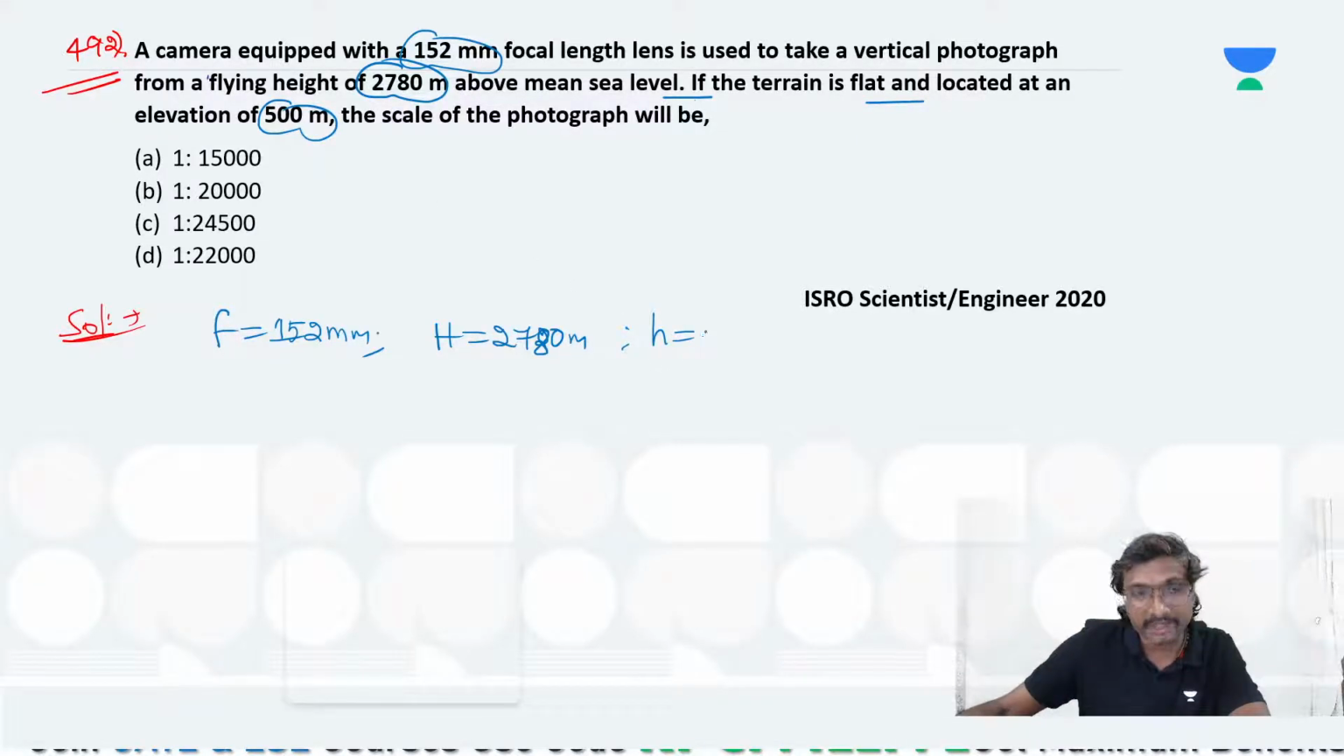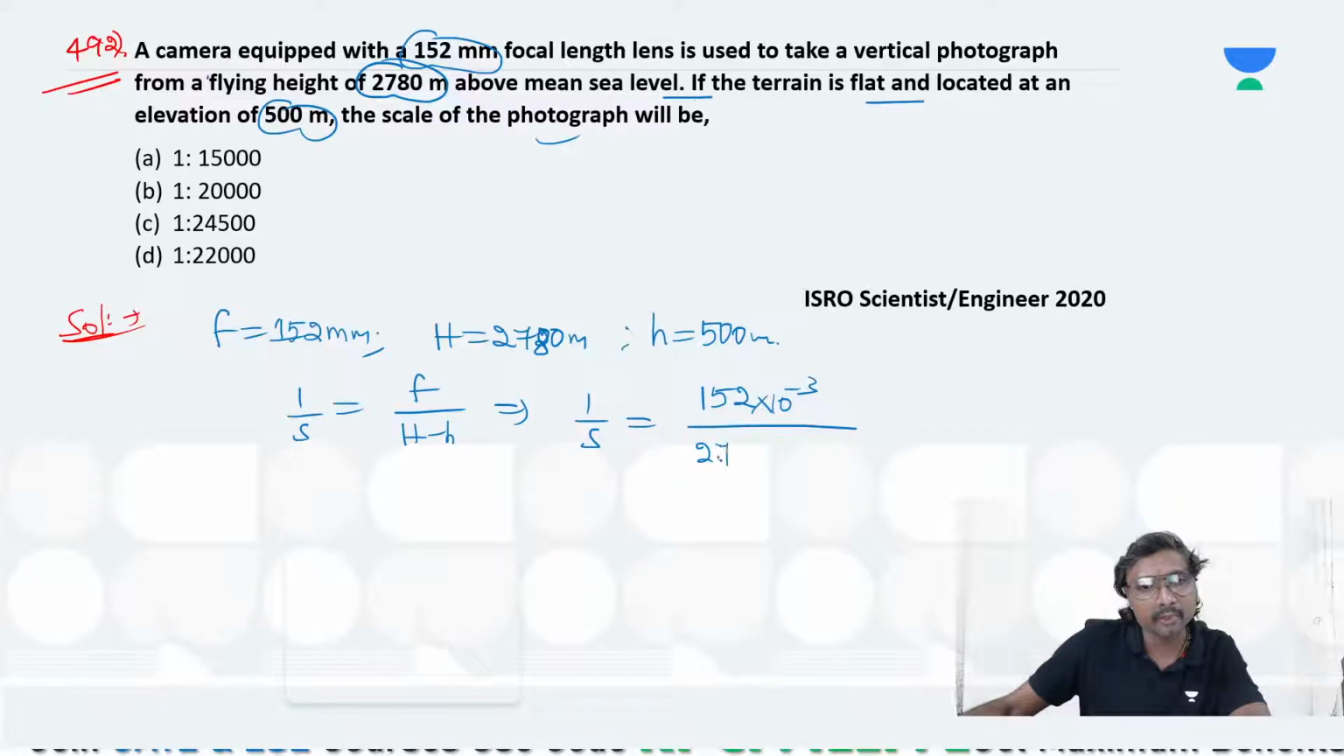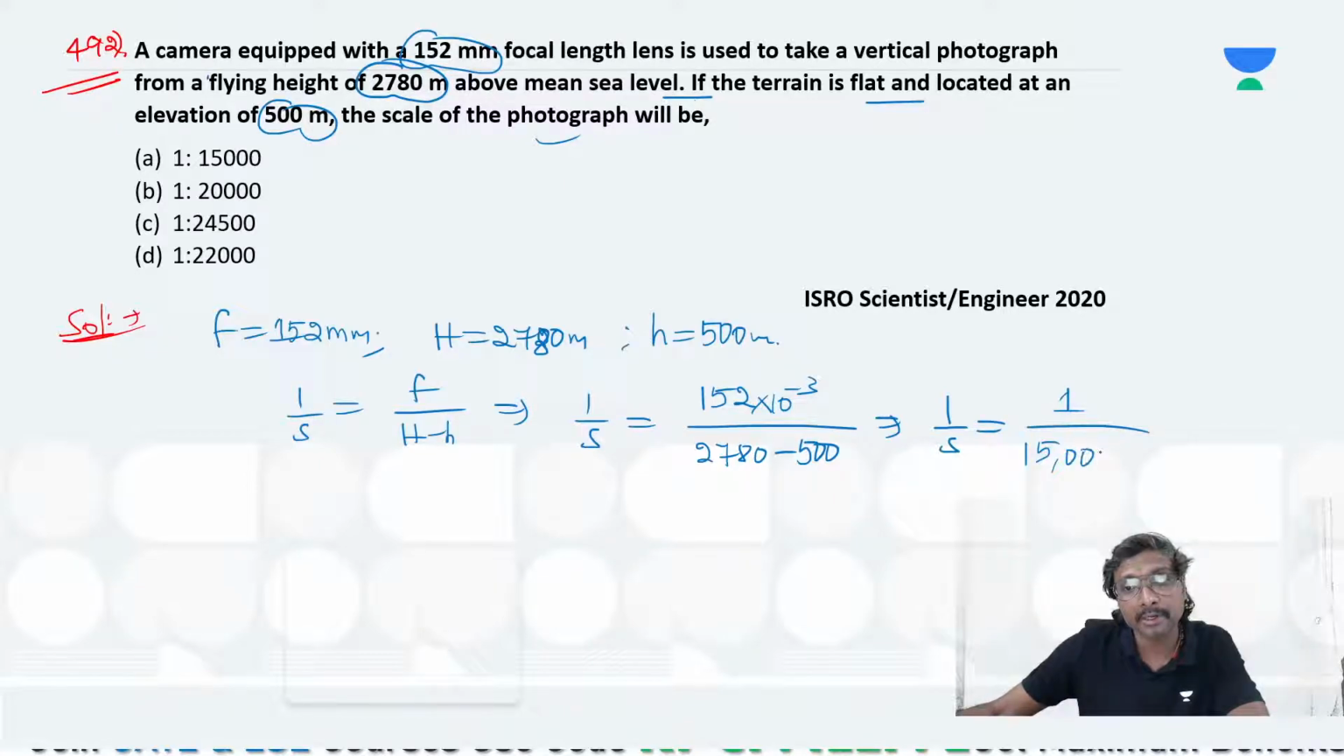You can say that elevation is your 500 meters, then the scale of this photograph will be, right? So what is the scale of this photograph? 1 by s you will be getting is f by capital H minus small h. Now you can get 1 by s is equal to the focal length, 152mm, so 152 into 10 power minus 3 divided by capital H, which is 2780, minus small h, which is 500, right? So this implies that 1 by s is equal to how much you are getting, everyone? 1 divided by 15,000. Okay, 1 divided by 15,000 is the scale you are getting, isn't it? Now select the answer for this.